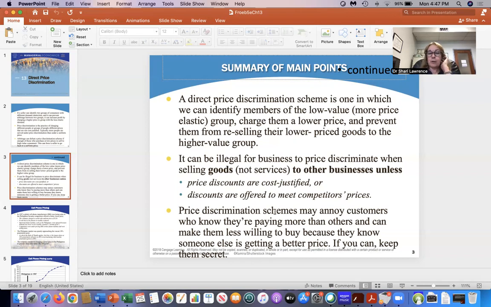Now, and then finally at the end of the chapter, they talk about how people don't like to think that they're getting ripped off. People get upset if they think they're paying a higher price compared to other people. So if you do have some of these price discrimination schemes, I mean, not the senior discount or the student discount, but if you are charging one group a lower price than another, you try to not annoy the customers who are paying the higher price.